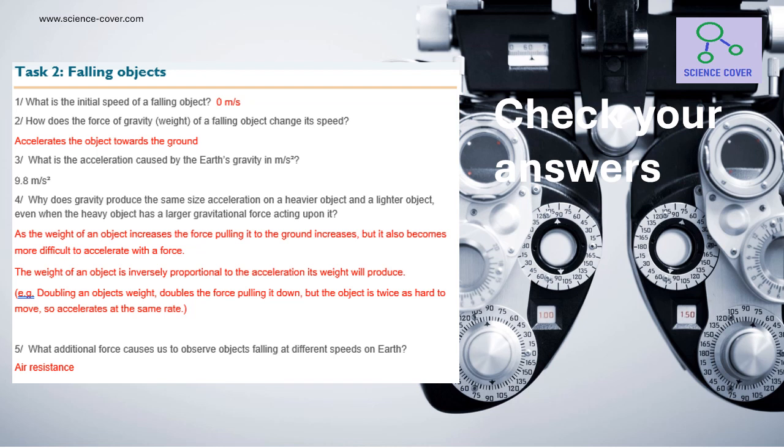What additional force causes us to observe objects falling at different speeds here on the Earth? That's air resistance.